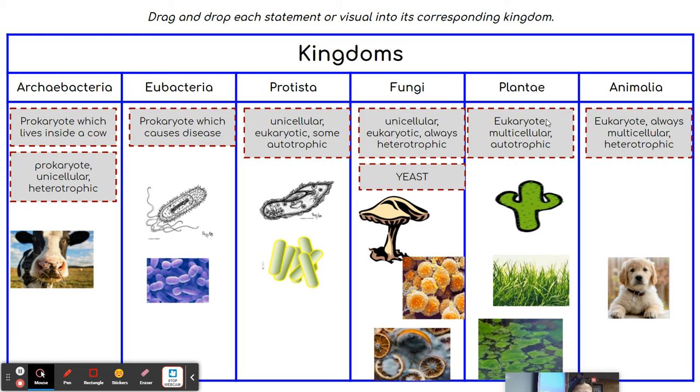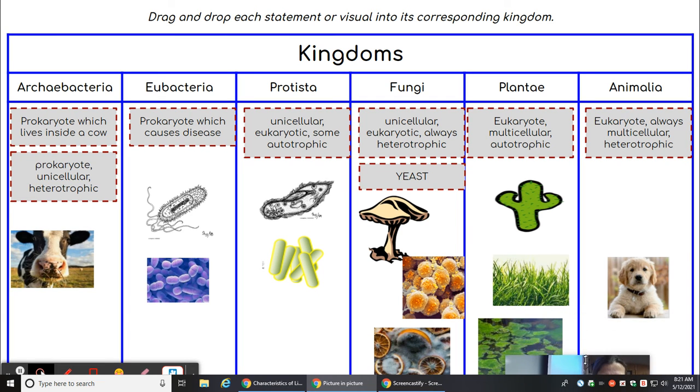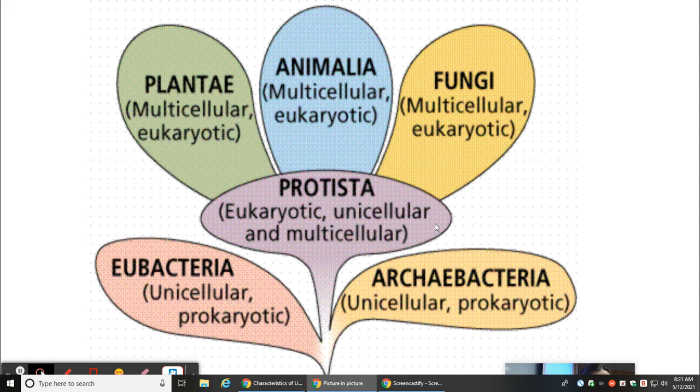Plants are eukaryotes. They contain that nucleus. They're multicellular autotrophic organisms. And kingdom Animalia, or the animal kingdom, contain eukaryotic cells, which have those nucleus. They're always multicellular and heterotrophic. They have to eat other organisms to obtain their energy. So you'll have that drag and drop to do on your slide.